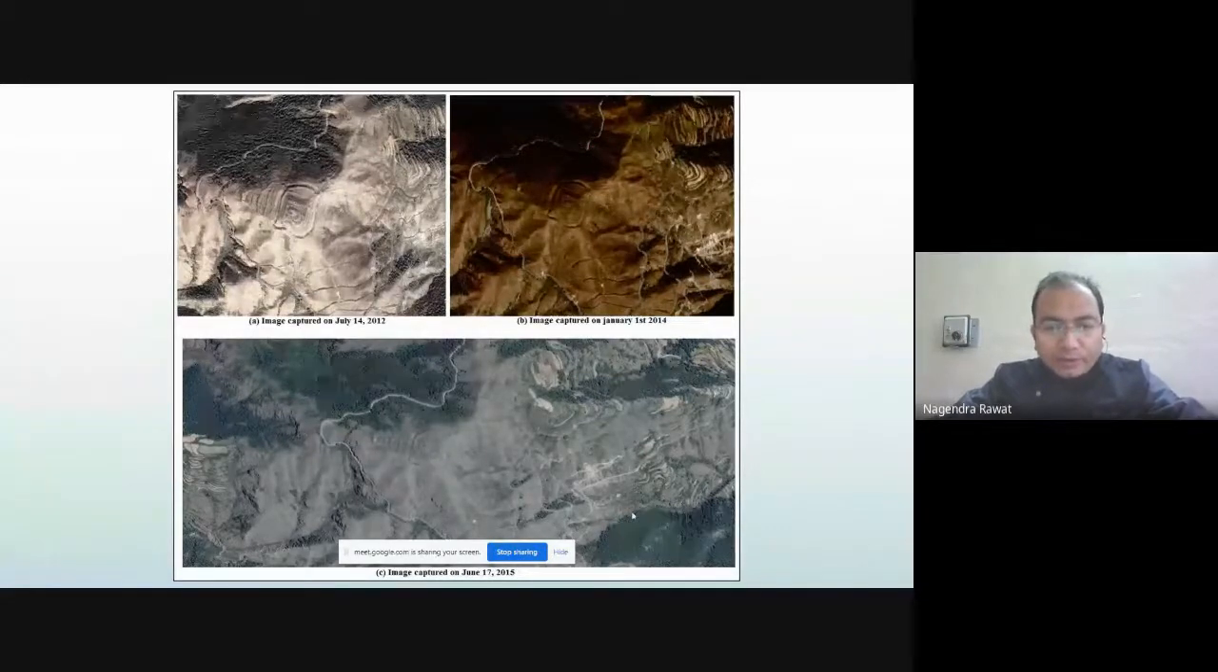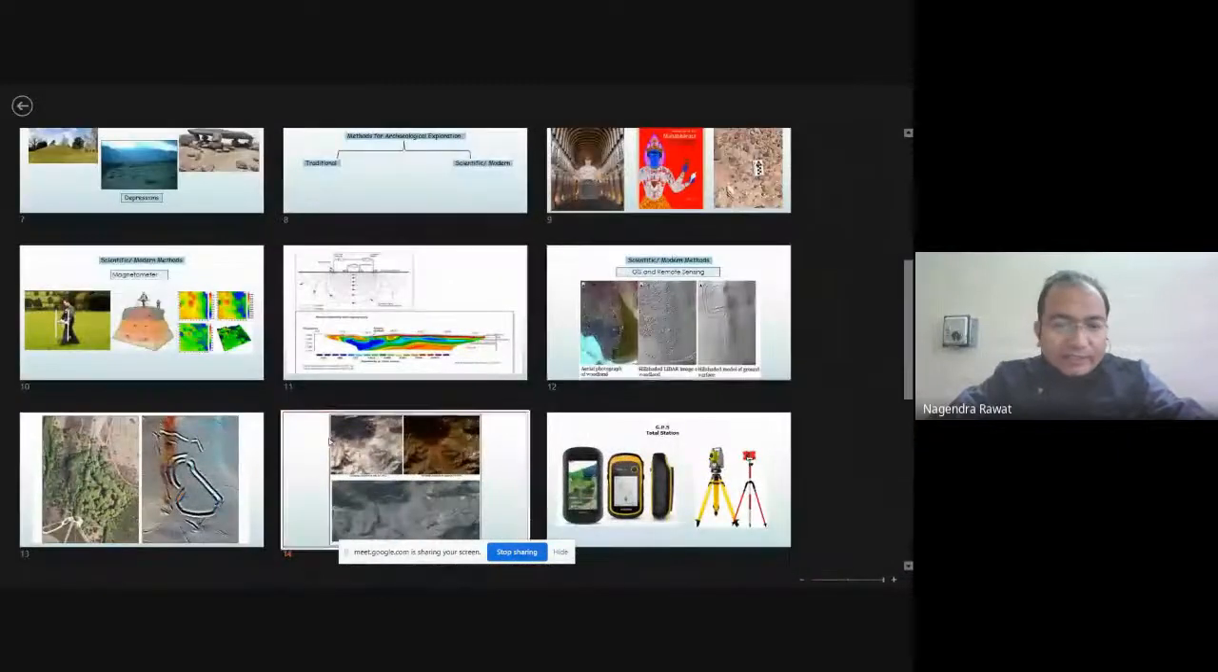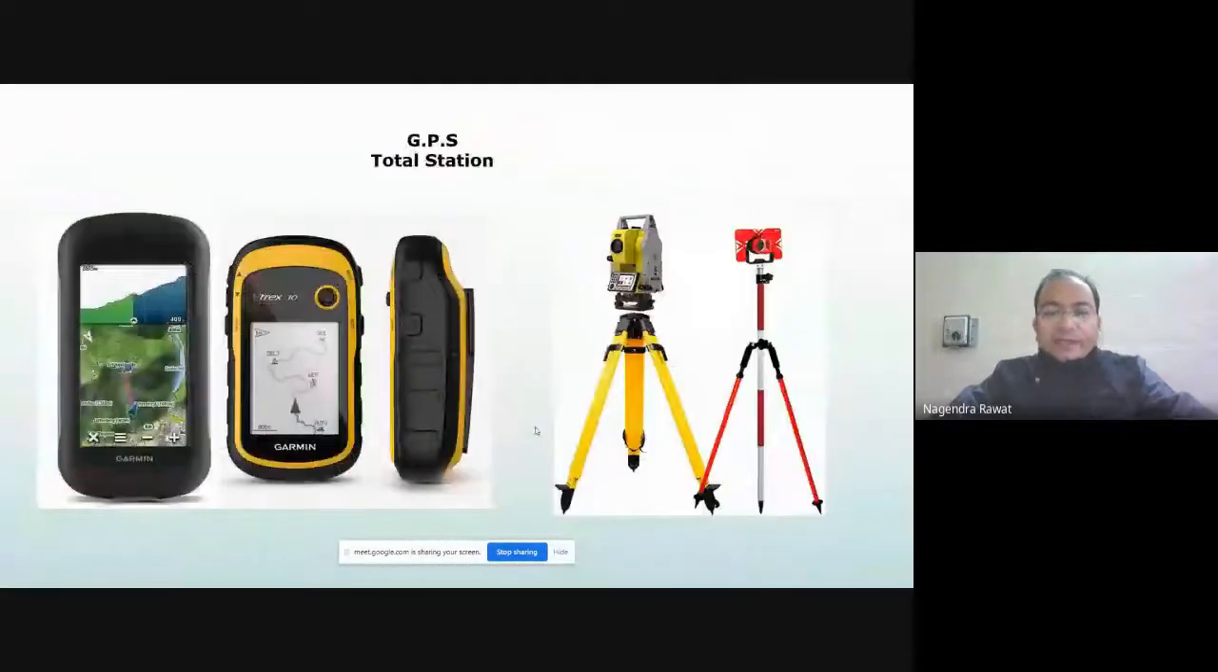So you can use such imagery to identify archaeological sites. I think I missed this. The next thing is the GPS and the total station. I think Mr. Bobre must be using the GPS and total station in his teaching. But for archaeologists, most archaeology students are unfamiliar with the GPS and total stations as well.